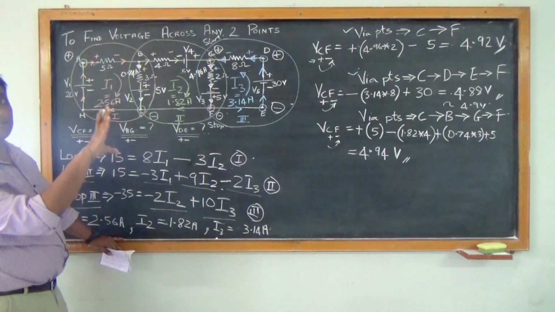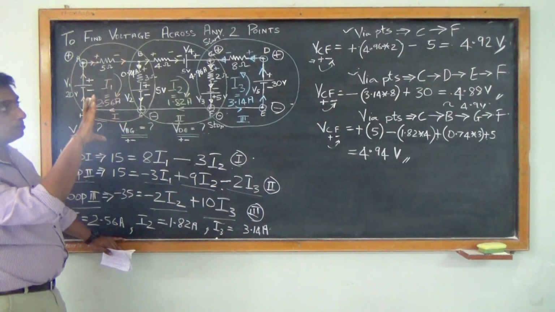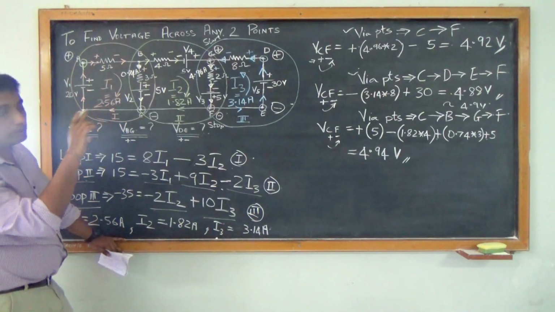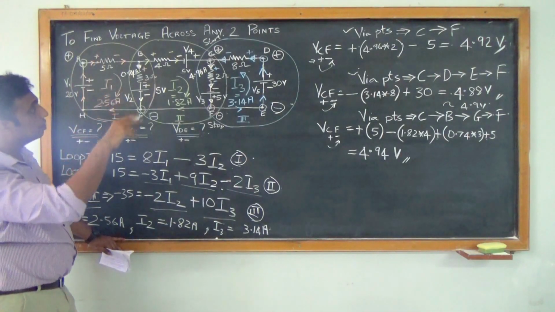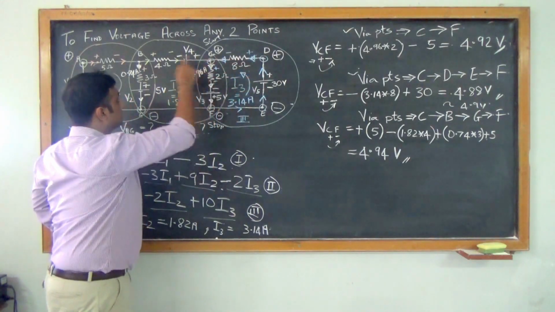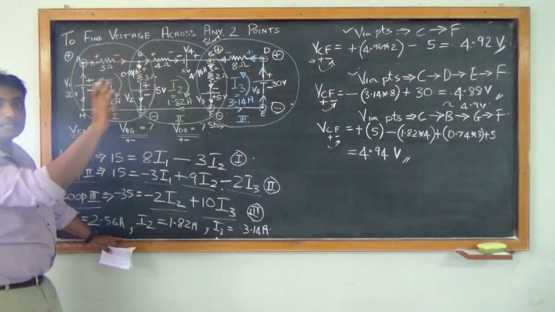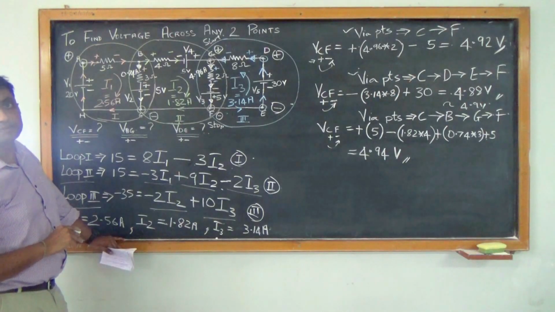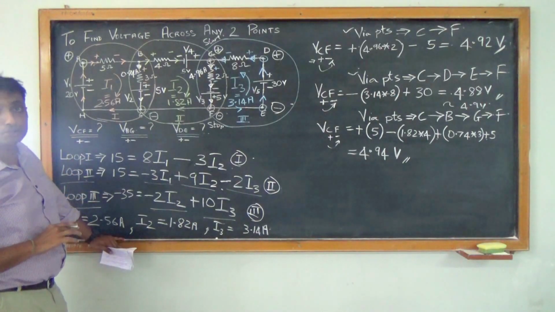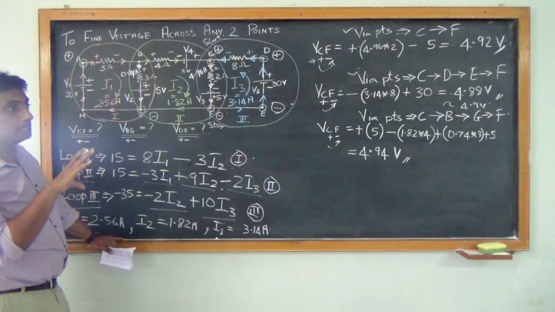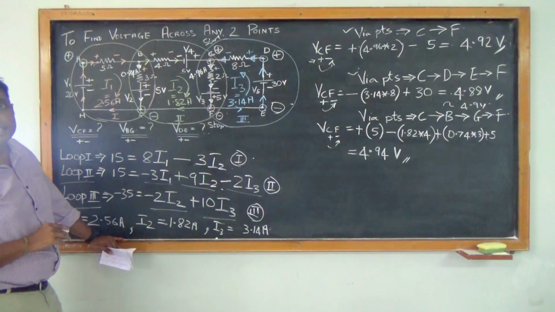But this is basically for you to understand that no matter which wire point you take or which loop you take, either this or this, you will get the same answer, because it's just the voltage across those two points, and voltage across any two points is the same.